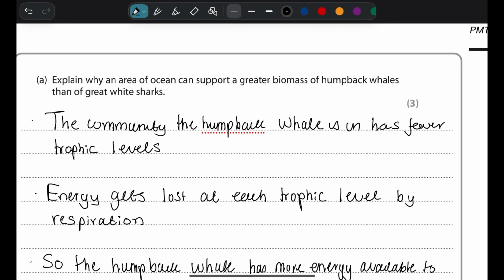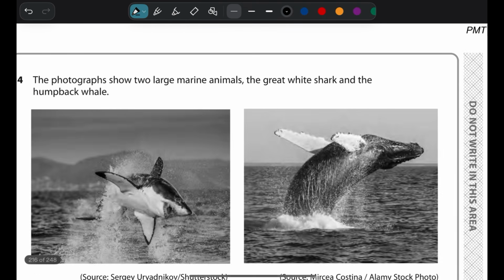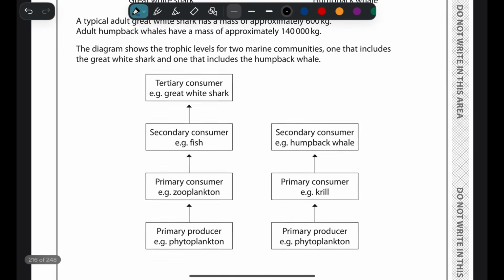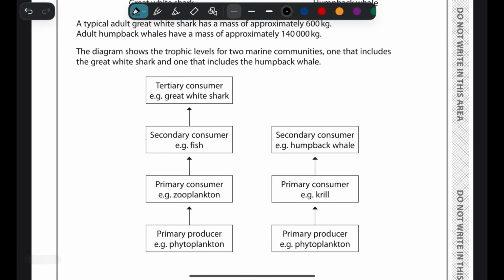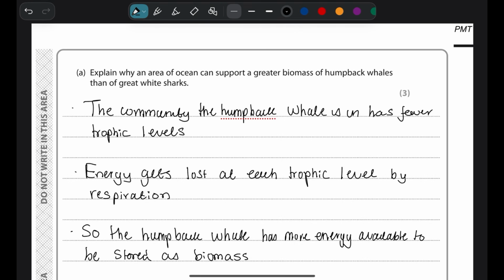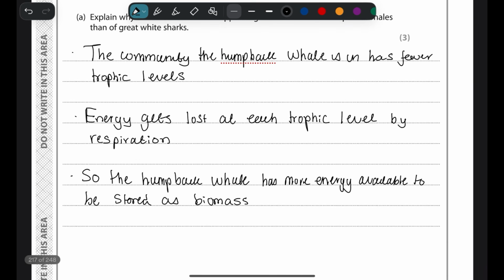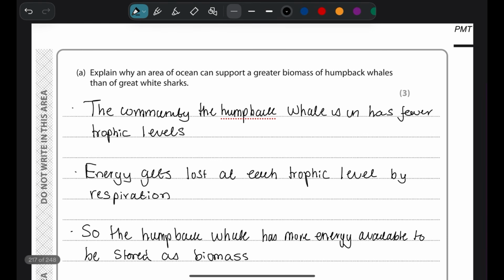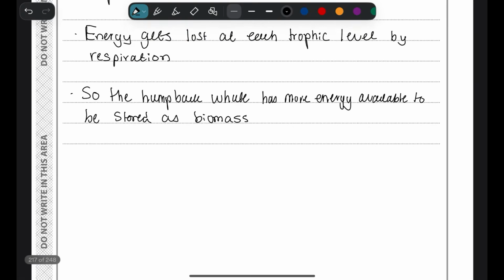Cool. So now we're saying, explain why an area of ocean can support a greater biomass. So it's going to somehow relate to this, we're thinking. And what we should know is that energy is lost at each level in the food chain. So we come back. Now we're saying, okay, the community the humpback whale is in has fewer trophic levels. Cool. Energy is lost at each trophic level. That's something that we should know. So if there is going to be energy lost at each trophic level and there's less of them, then this means to me that a humpback whale is going to have more energy available to it, which it can then store as biomass, because we have to link back to the question in which it said that there's greater biomass. We need to link it back to that, which is why we're going to say that.